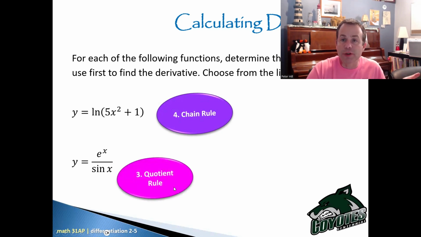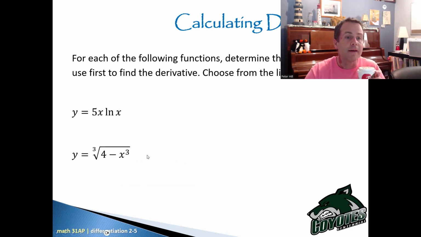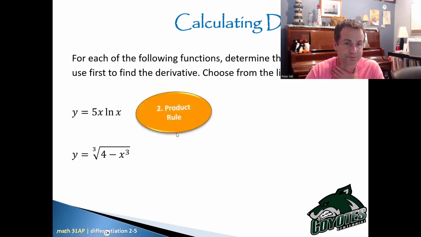Okay, again, all we're trying to do is recognize how would I start this question. That's the only purpose of our conversation at the moment. 5x ln x, I need you to see that as 5x times ln x. So that would be the product rule.